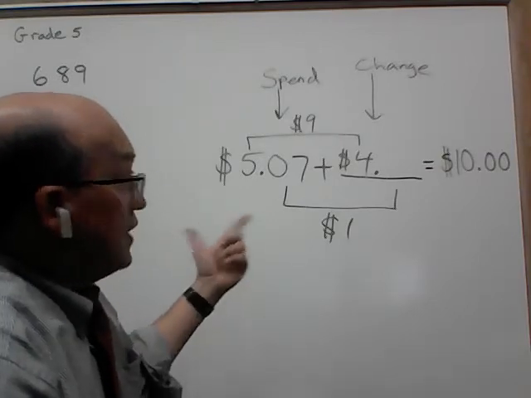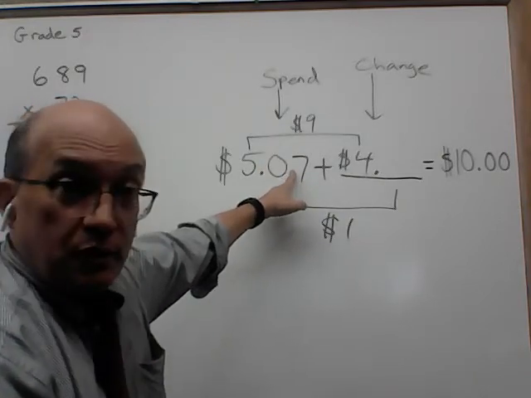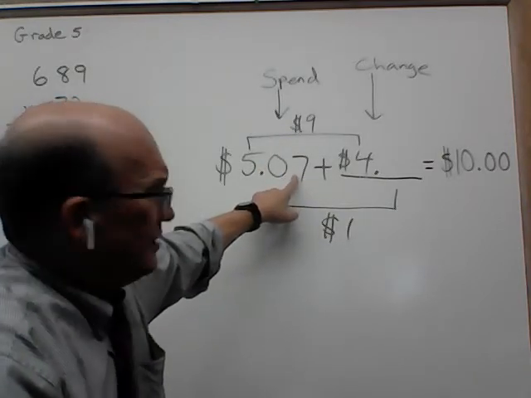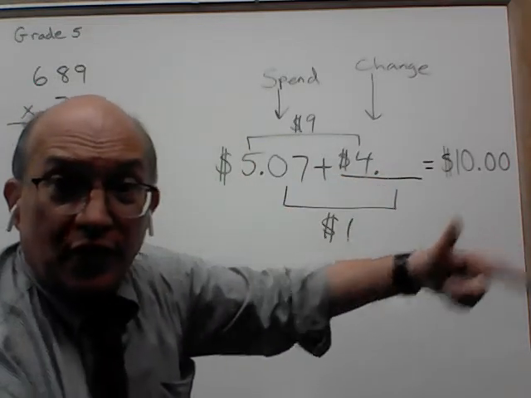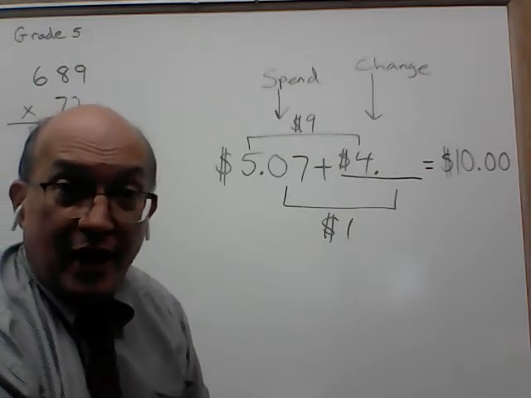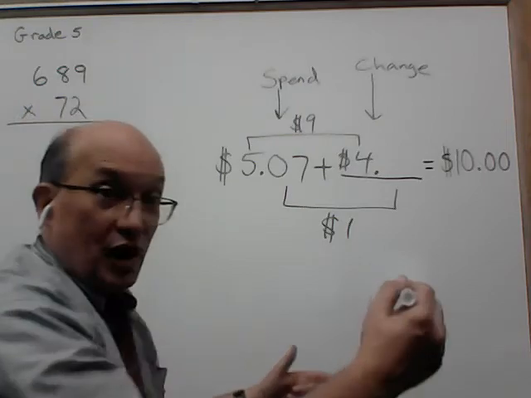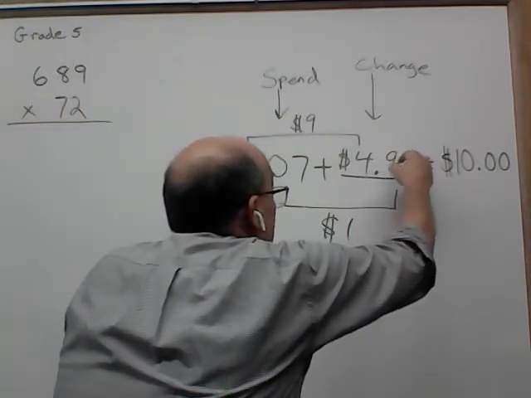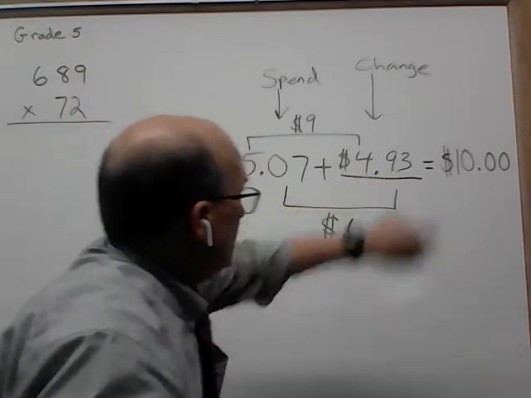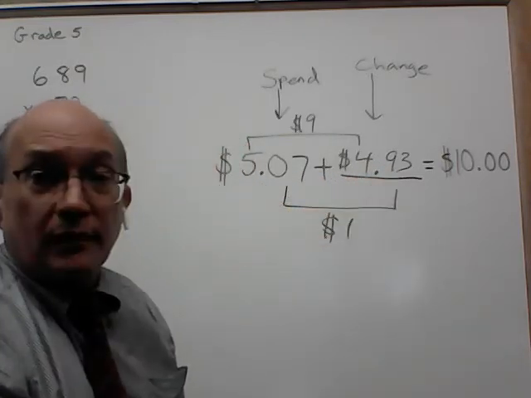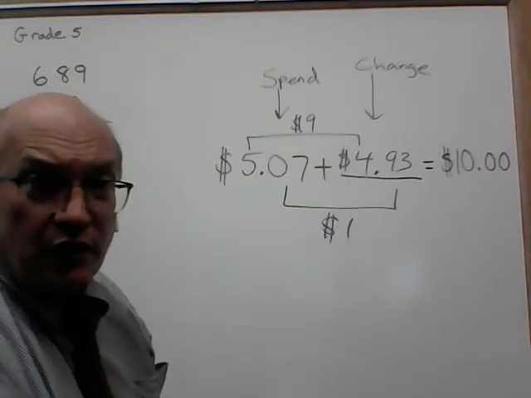So we need that other dollar, okay? And we spent 7 cents. So the change we get back has to add with 7 cents to make 100 cents or a dollar. What do you add to 7 to make 100? Because there are 100 cents in a dollar. So it's 93 cents. 7 cents plus 93 cents is 100 cents or $1. So there it is. There's the change, $4.93.